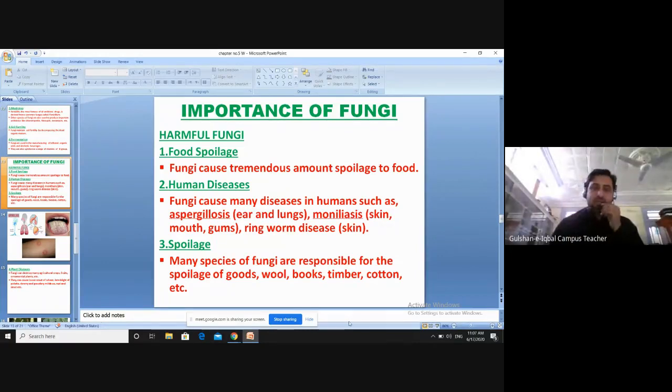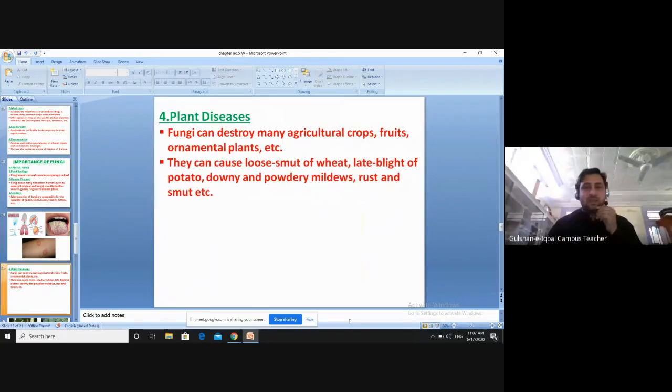The last one is plant diseases. Fungus can also destroy agricultural crops like fruits, ornamental plants, and many other things. The diseases they can cause in plants are loose smut of wheat, late blight of potato, downy and powdery mildews, rust and smut. You have seen rust and smut, which I showed you before in maize. Now I am showing you in wheat. So you can see the rust and smut present in wheat. These are the different kinds of diseases which you can see in the wheat.